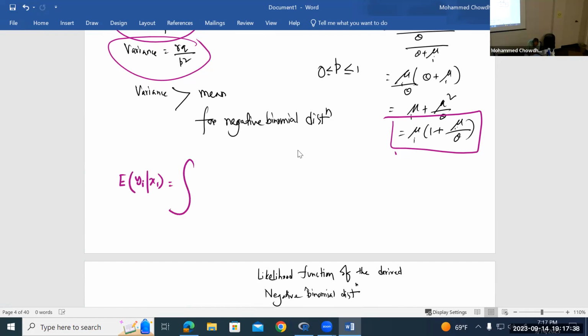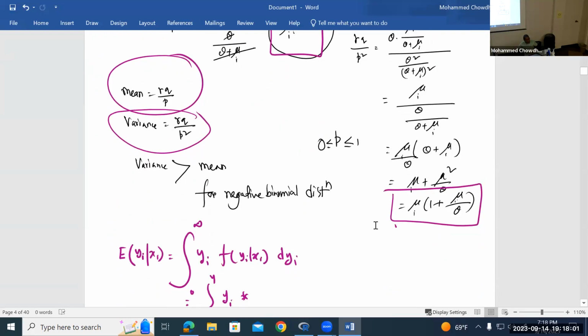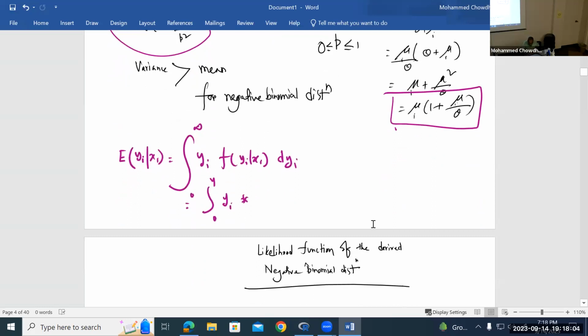Then what should I do? I will write f of yi given xi and then the probability of yi. Then what will I do? Here from 0 to infinity, I will plug y and then plug that value that I just derived in there. I just use the gamma distribution formula, and finally I will end up with a very beautiful mu. So I did not do another derivation in here. This is just the application of the gamma distribution.